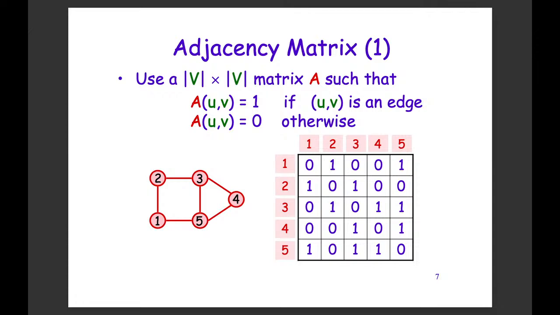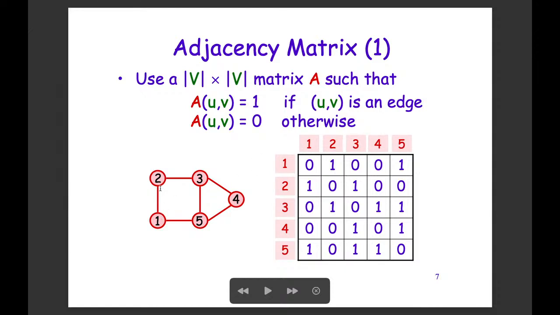And then there is another one called adjacency matrix. So what does that mean? We are going to use a V by V size matrix, let's call it A, to represent whether two vertices are adjacent or not, whether they are neighbors or not. So in this example, here 1, 2, 3, 4, 5 represent the vertices, and then this is also the vertices.